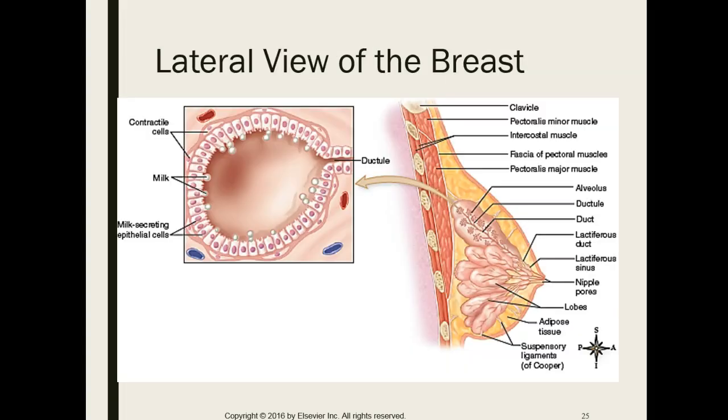This kind of gives you a side view. The size of the breast is more determined by this fatty breast tissue here, as opposed to the amount of glandular tissue or milk-producing tissue.